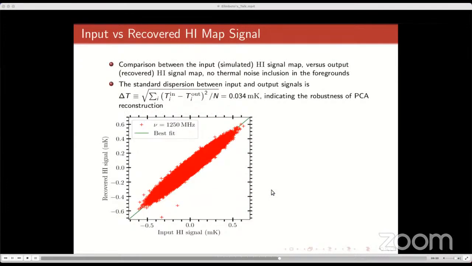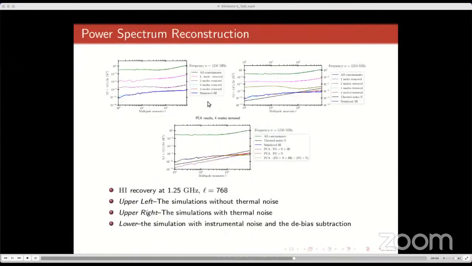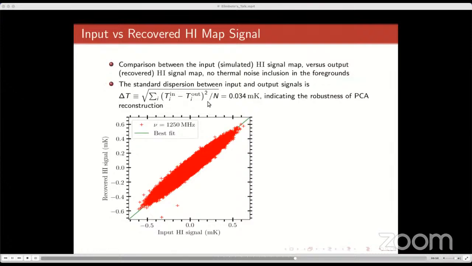We also check how the input and output neutral hydrogen signal maps compare to each other, and find that the standard deviation between input and output signal gives us a value equal to 0.034 millikelvin, indicating that PCA is robust and can systematically reconstruct the neutral hydrogen signal.